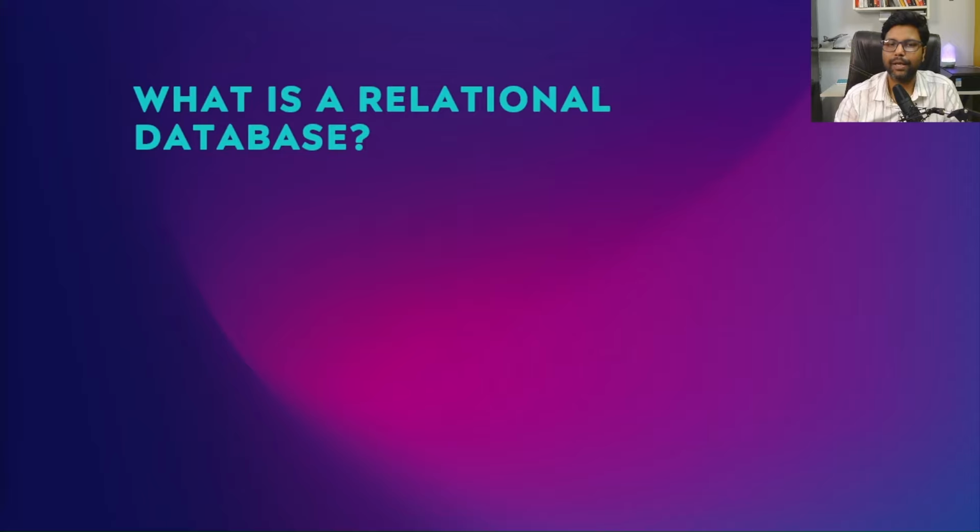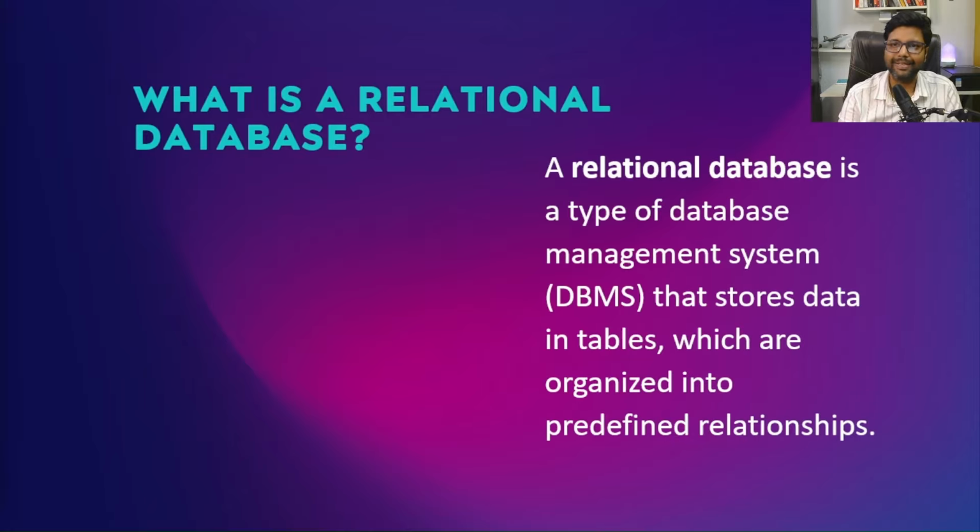Relational databases organize data into tables, which contain rows and columns. It's like an Excel sheet. I think on a day-to-day basis, we all work with Excel sheets, CSV files, right? Microsoft Excel. So the relational aspect comes from the ability to establish relationships. Right? So that's the definition of a relational database.